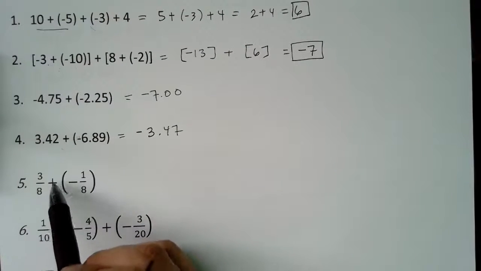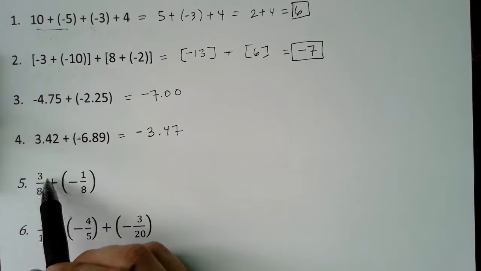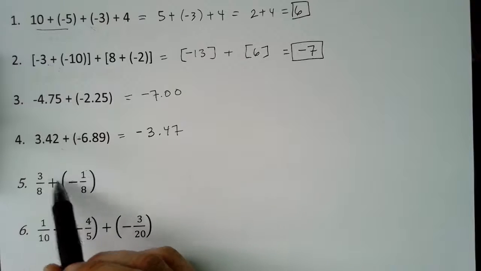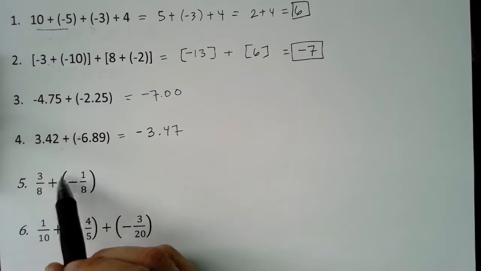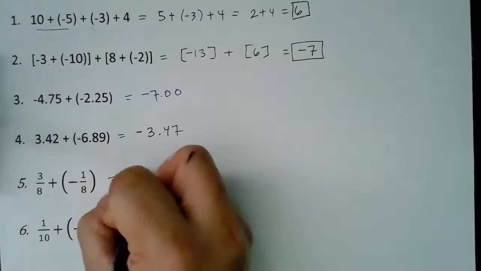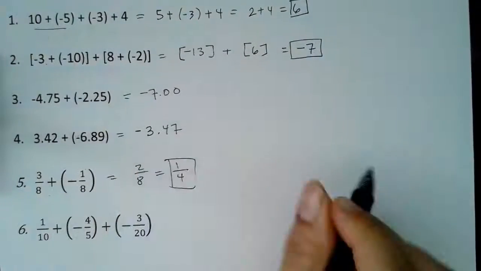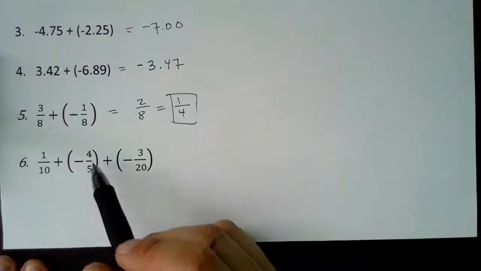What about if we have a fraction? So this is going to be plus a negative. That's the same as minus. So the denominator stays the same. We just combine the top. So that's just going to be 3 minus 1, and that's going to be 2 over 8. And we simplify that to become 1/4. Okay? And then here, let's continue.